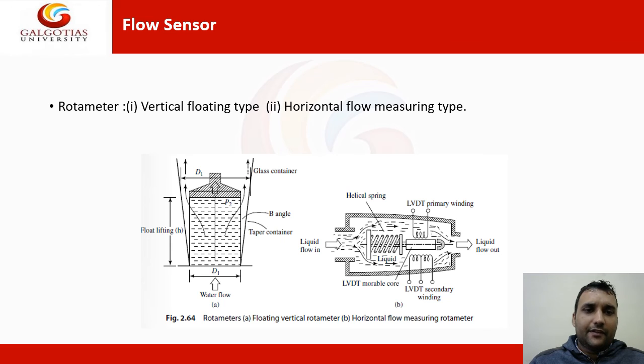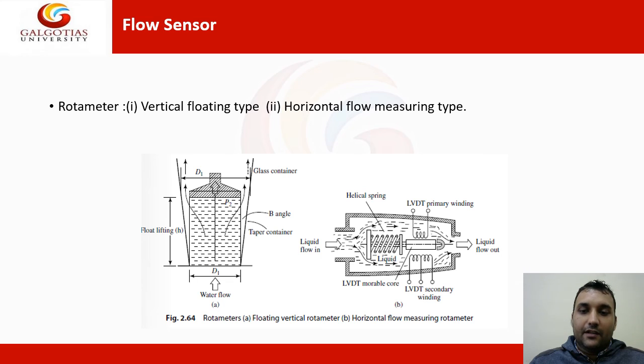Next are the flow sensors. These are the rotameter, that is vertical floating type. This is a horizontal floating type. This type of sensor is used to measure the flow that is passing through the passage of the sensor. In this there is liquid flowing in. There is a helical spring, and this is the stopper. When the liquid flows in, this stopper is pushed by the liquid force, and the helical spring moves in this direction. And then there is an LVDT secondary winding.